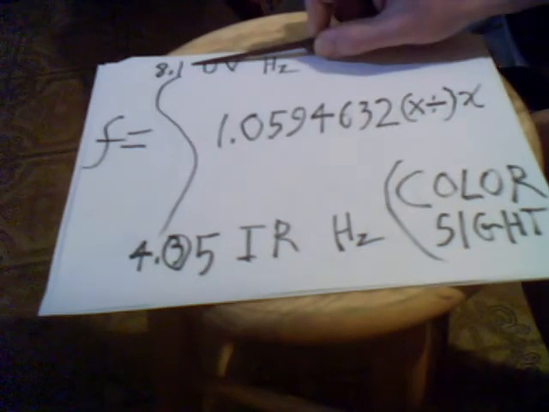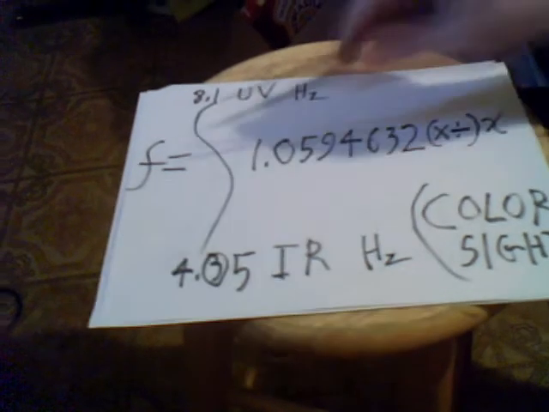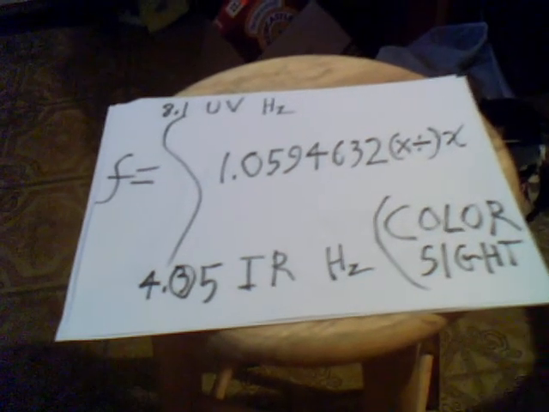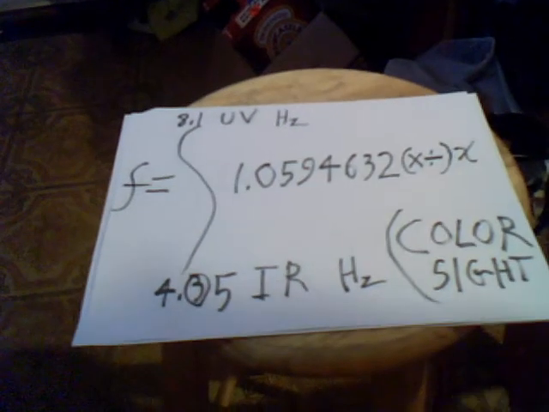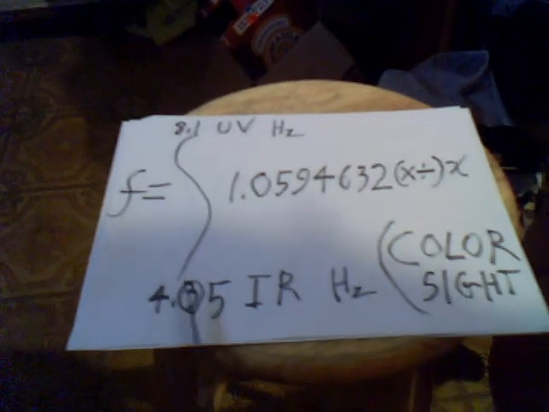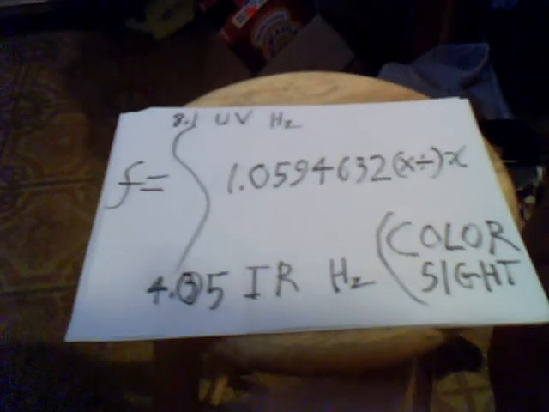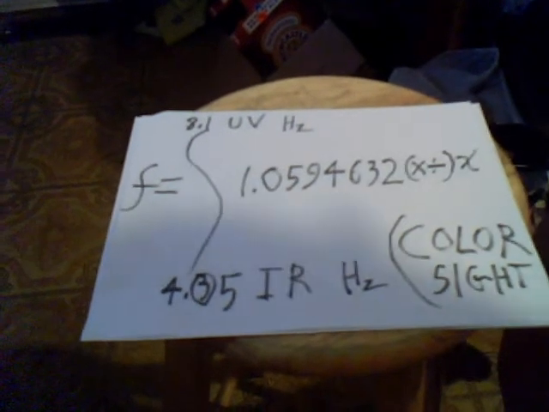Now, here we have 4.05. Here we have 8.1. This number is double that, and that is our limiting function, if you want to call it that, for what we actually see. We can see less than 1 octave, but we can hear more than 12 octaves. So down here, 4.05, we could say 405 with 9 zeros after it, 810 with 9 zeros after that.